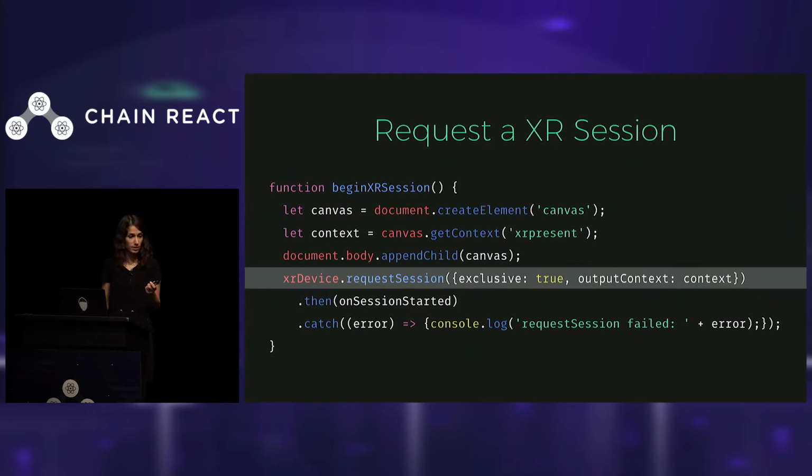When a user clicks the Start VR button, we can request the session from the device with the requestSession method, and this method takes 2 optional parameters. One is a Boolean to check if we are requesting an exclusive session, and the second is an XR presentation context, which is the context of the canvas element we want to draw on. And this promise gets resolved with an XR session object, an object we can use to get the device's pose or information about the user's environment, and then present images to the user.